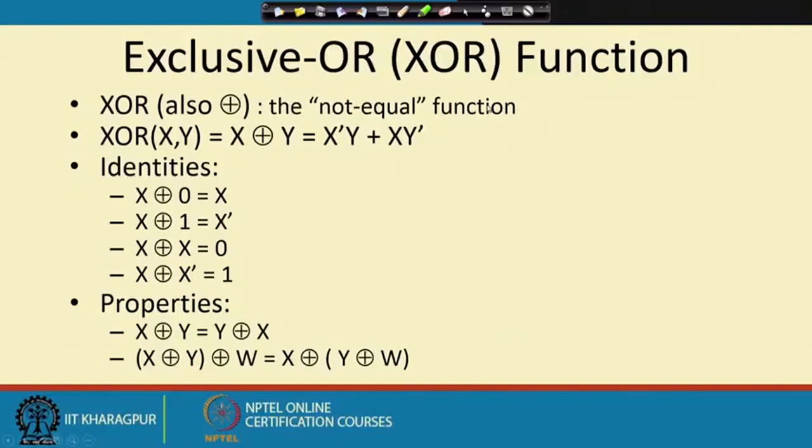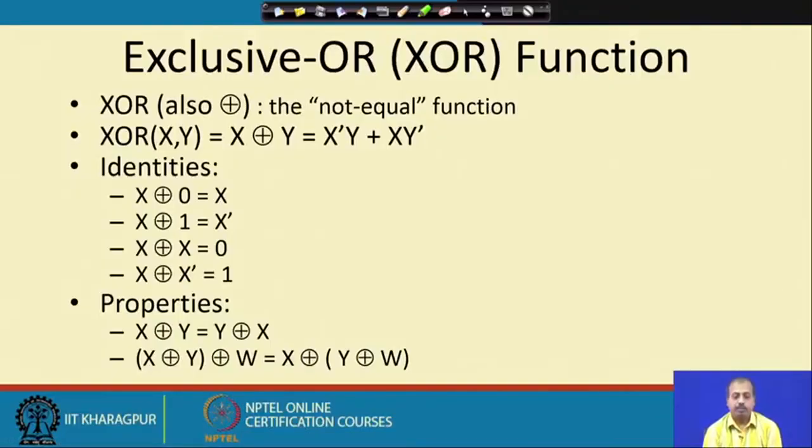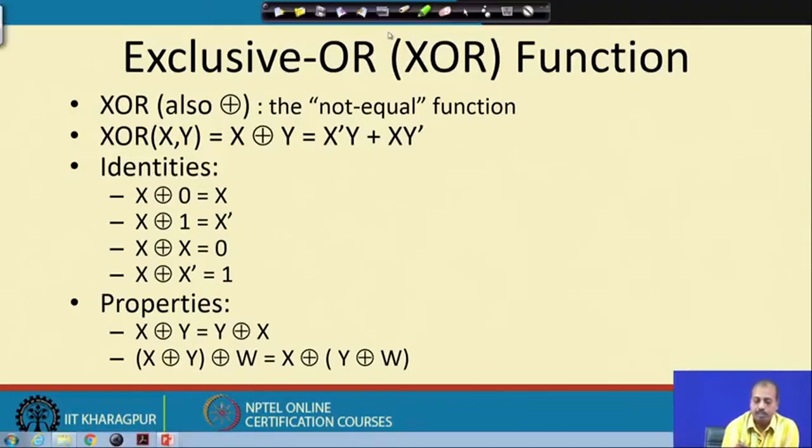So, next we will be looking in more detail at this exclusive OR function, because this is a very interesting function. So, XOR, which is represented as this plus within a circle, is also known as the not equal function. Why is it not equal? The Boolean expression for x XOR y is written as x bar y plus x y bar. So, whenever x and y are not equal, the output is equal to 1 for the XOR gate. So, that is why it is called a not equal function.